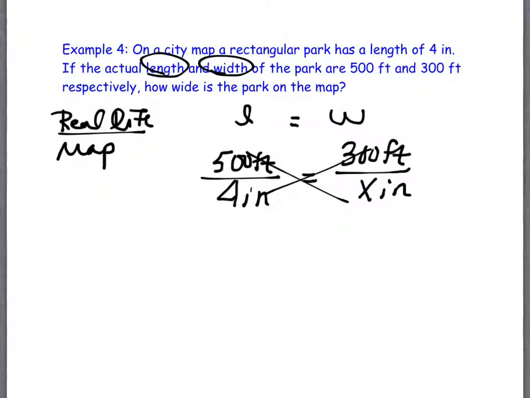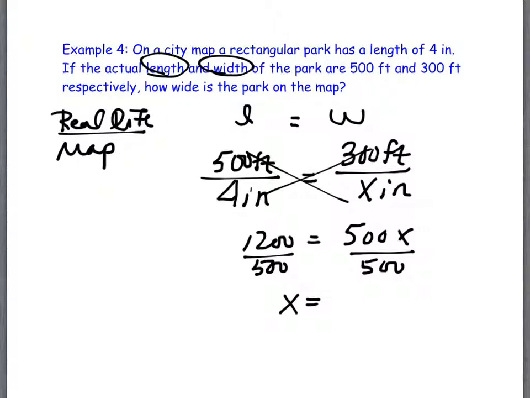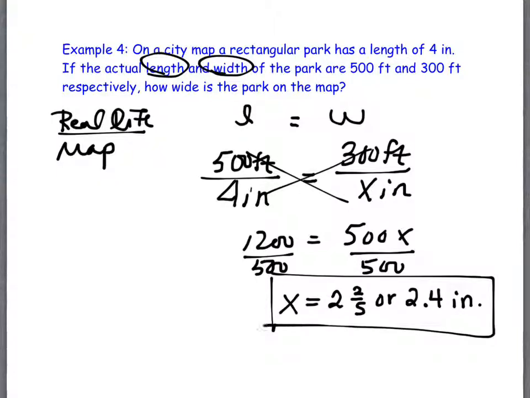So what do I get when I cross multiply? 1200 equals what? 500x, good. And then what? Sure, divide by 500. What is 1200 divided by 500? 2 point, what? You could write 2 2/5, that's fine. What might you also write? This is real life, so I'm okay with you just writing 2.4. It doesn't matter. Inches. And it is inches, right? Yeah, it is inches.